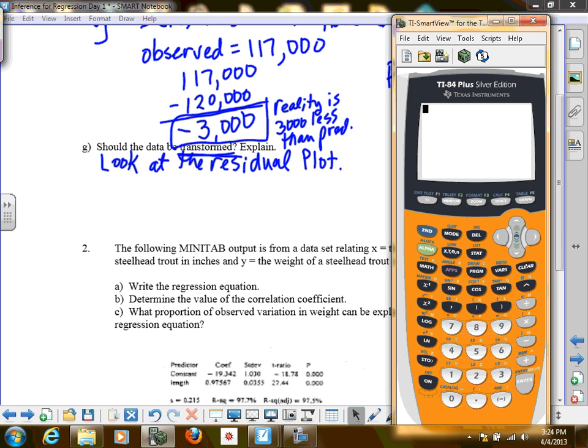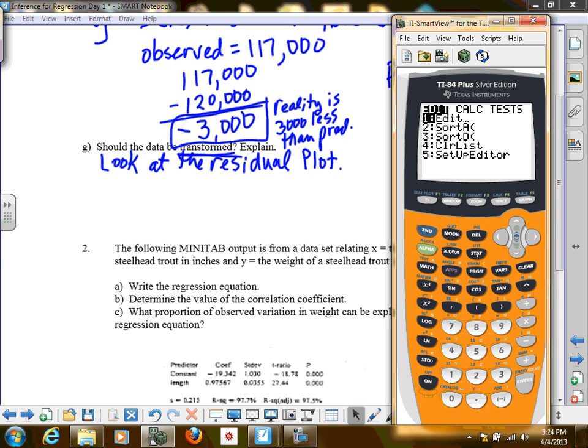So let's see. If I want to look at the residual plot, then I'm thinking I need to get the residuals first. Okay, let's start. So where do you want to put the residuals? Good. Let's put them in L3.